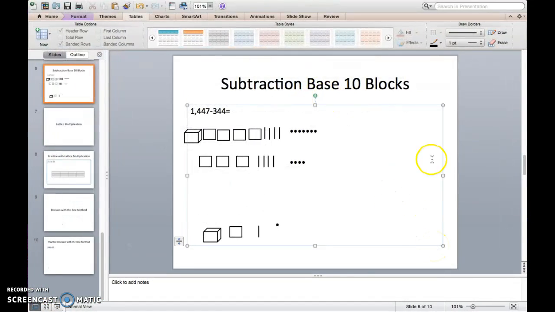So now I'm going to show how to subtract with base 10 blocks with a minuend of 4 digits and a subtrahend of 3 digits. So here we have 1,447 minus 344. What we're going to do first is take 4 from the units place, 1, 2, 3, 4, and I'm going to remove them from down here. We are done with them. I'm going to take 4 of the tens from 4 of the tens. Simple enough.